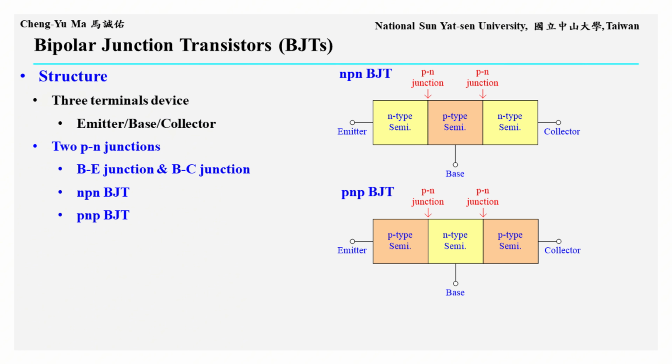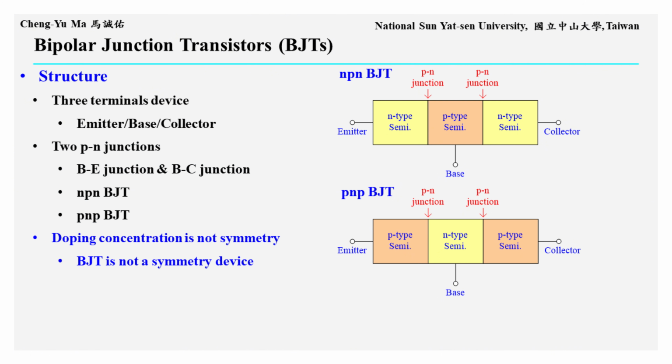Inside a BJT, there is one PN junction between the base and the emitter, and another PN junction between the base and the collector. Therefore, a three-terminal device with two PN junctions can be built using two doping structures, an NPN structure or a PNP structure, as shown in the figure. Although the structure looks symmetric in the simplified diagram, an actual BJT is not symmetric because the doping concentrations are different. In particular, the emitter and collector usually have very different doping concentrations.